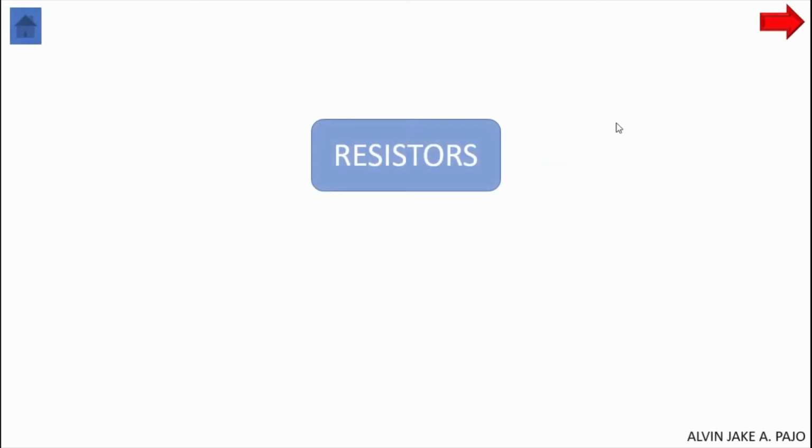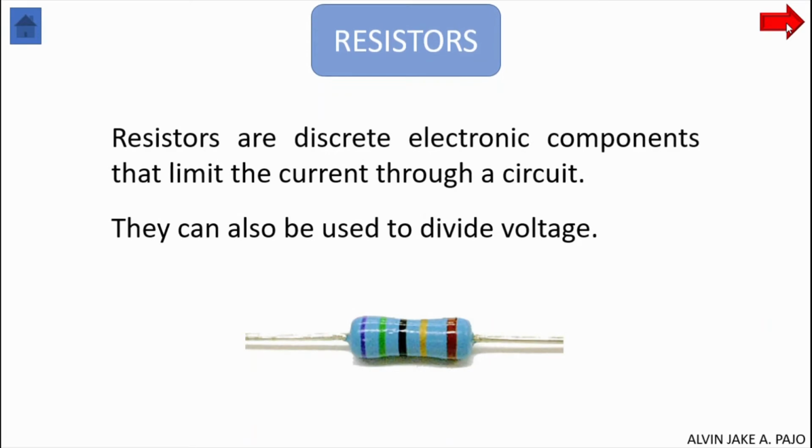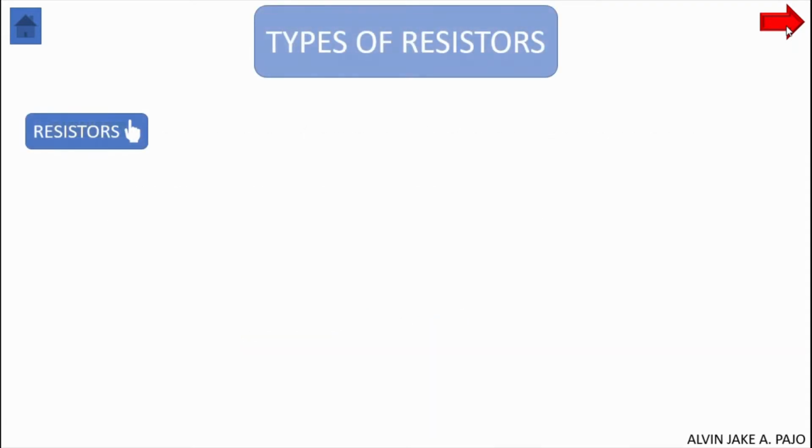What are resistors? Resistors are discrete electronic components that limit the current through a circuit. Some can also be used to divide voltage. Here is an image of a common resistor. Resistors can be classified as fixed or variable resistors. We can also classify them as linear or non-linear.